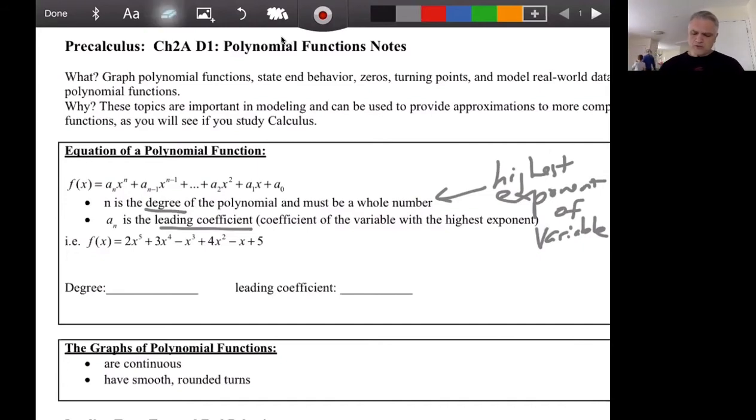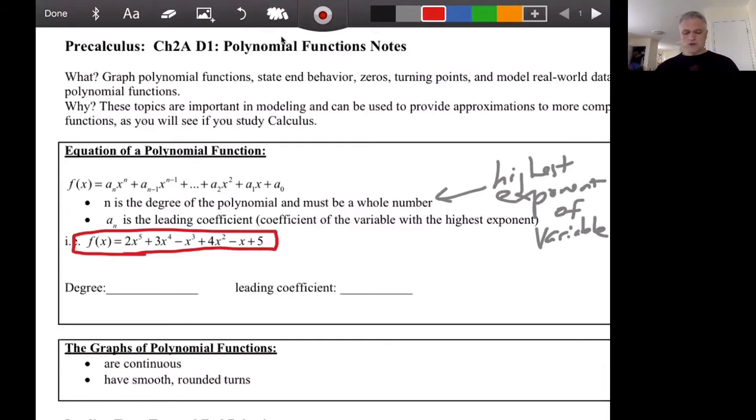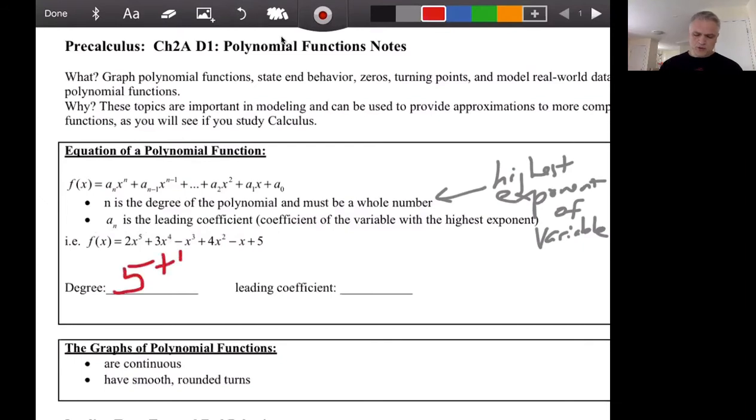So let's look at the first example that they give us here. They give us this lovely f of x polynomial, this function. So 2x to the fifth plus 3x to the fourth minus x cubed plus 4x squared minus x plus 5. And they've done a nice job at giving us a nice, neat, descending ordered polynomial. You start with the fifth degree, then the fourth degree, then the third degree. They didn't try doing anything tricky. So what is the highest degree or the highest exponent of a variable? Well, it's this 5 right here. So this is a fifth degree polynomial.